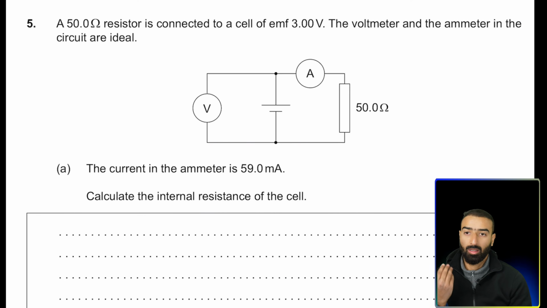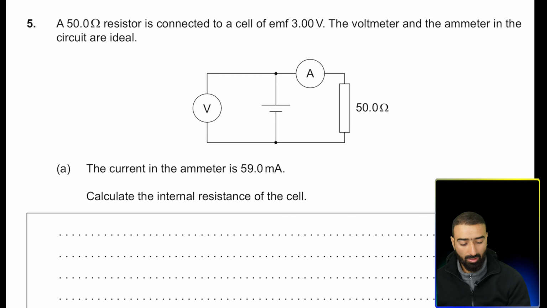Let's get started. A 50 ohm resistor is connected to a cell of EMF 3.00 volts. The voltmeter and the ammeter in the circuit are ideal. The current in the ammeter is 59.0 milliamps. We are supposed to find the internal resistance of the cell.